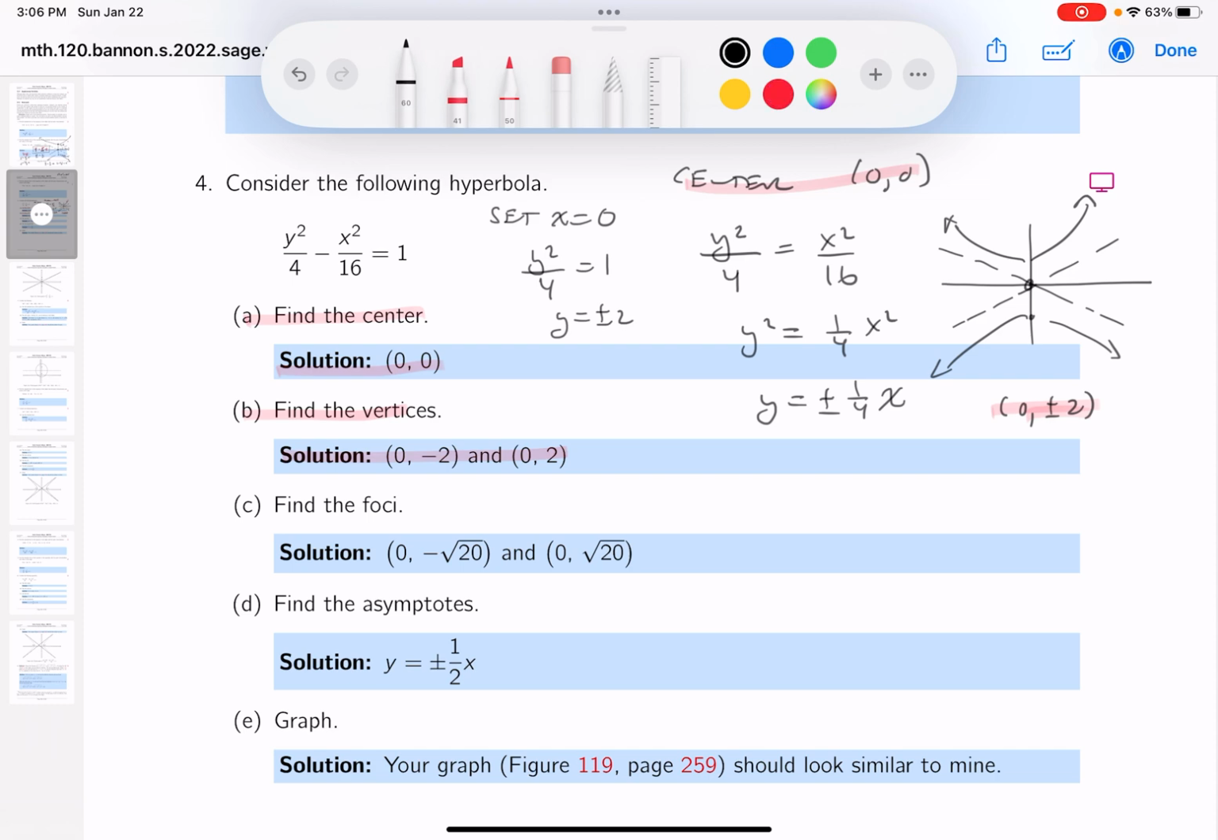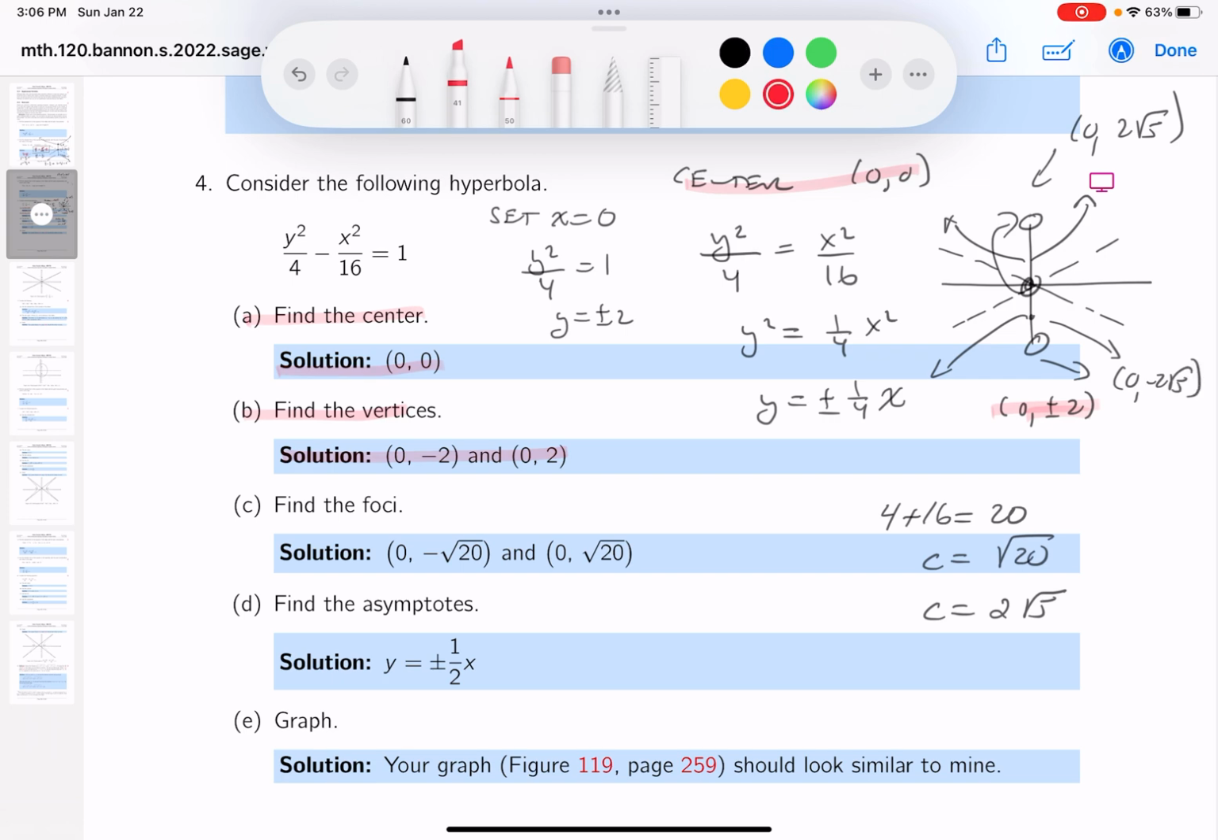Let's do the foci. The foci are going to be points over here somewhere. How do I do that? I take the 4, add it to the 16. That would give me 20. So that means the c is going to be the root of 20. So what do I got to do from the center? I have to move in root 20. Well, root 20, let's talk about that. That's going to have a 4 in it, right? That's 2 root 5. So what are you going to get? Well, one point you're going to get is 0, 2 root 5. That's one focus. The other focus is going to be 0, minus 2 root 5.